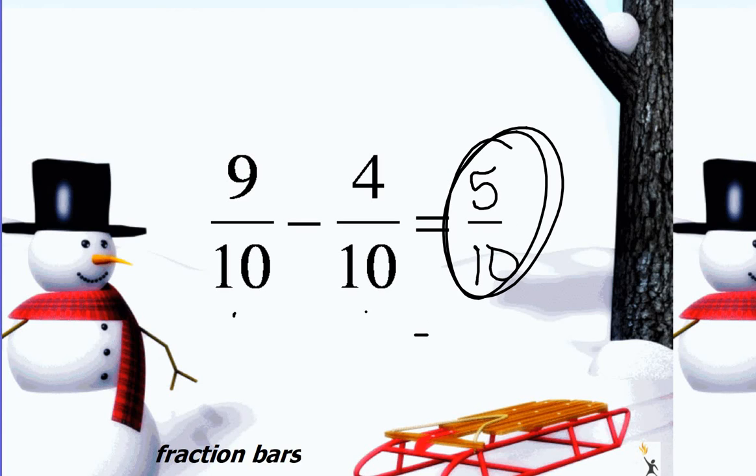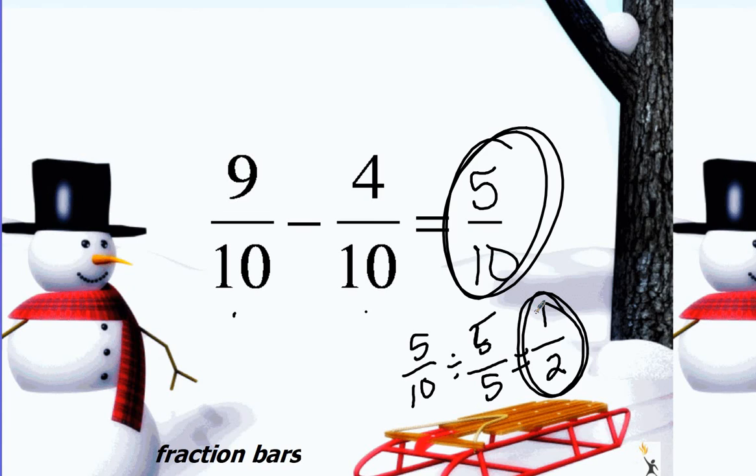Okay, if I want to simplify it, I take the 5 and the 10. They're both divisible by 5. 5 divided by 5 is 1. 10 divided by 5 is 2. So in simplest form, that answer is 1/2, which is the same thing as saying 5/10.